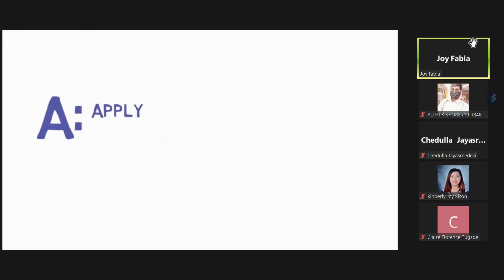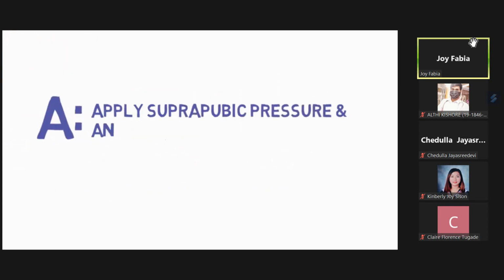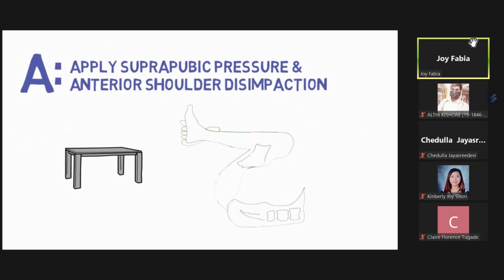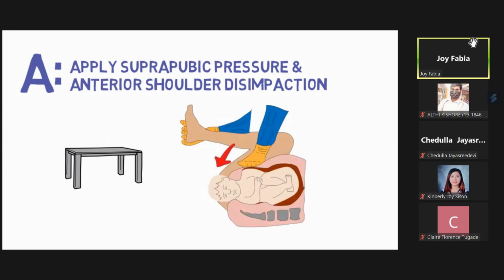A stands for Apply suprapubic pressure and anterior shoulder disimpaction. To do this, one of the team members needs to grab a stool to stand on and then use their palm or fist to apply downward and lateral pressure suprapubically. This maneuver adducts and rotates the fetal shoulders to disimpact the anterior shoulder.